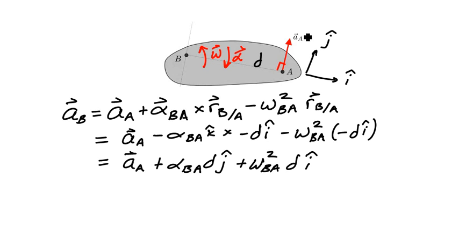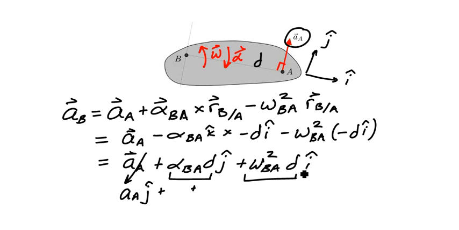Why is that? Well, we know the acceleration A is purely in the J direction. That is, I could write this as some AA in the J. I'm adding that to two positive numbers which are multiplying each other in the J. And then I'm adding that to a positive number in the I.